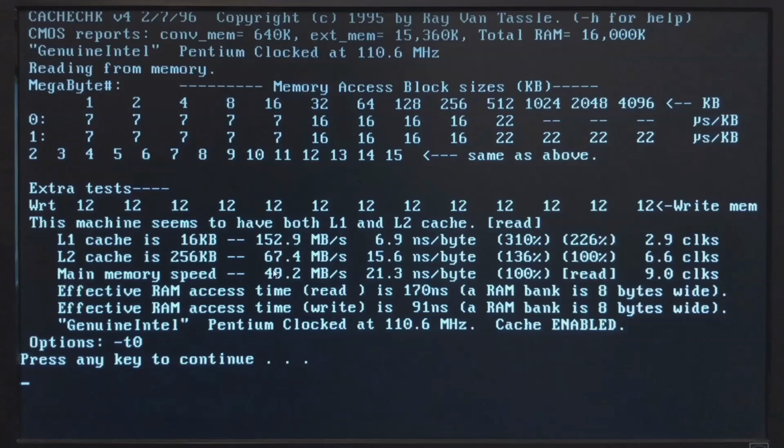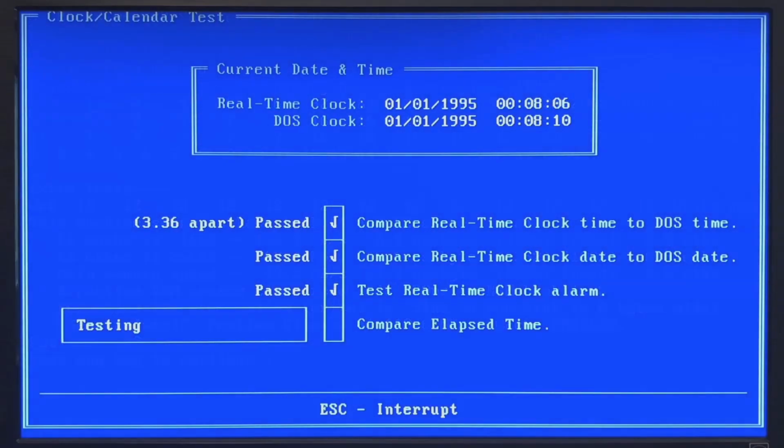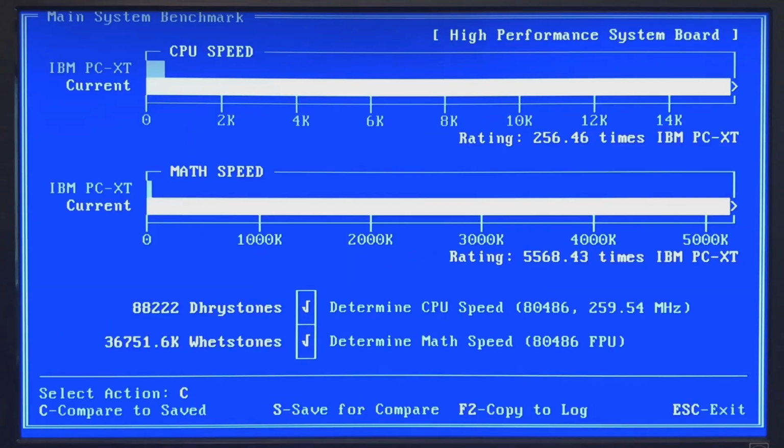However, okay, this time all these numbers are lower than the 486. So yeah, maybe this is a little bit strange regarding the L1 cache. Then okay, here check it, and the real-time clock test passes successfully. And this is CPU speed. The CPU score is 10-20% lower, but the floating point speed is 10% higher.